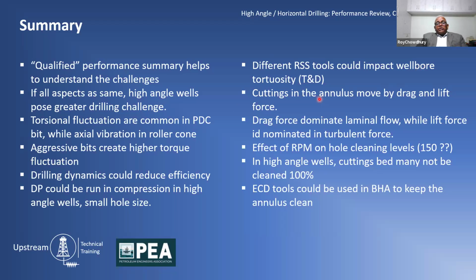Cuttings in the annulus move by the drag and the lift force. Now, in laminar flow, drag forces are dominant. In turbulent flow, lift forces are dominant. The effect of RPM levels off at around 150. So there is no reason for you to spin faster than 150 for hole cleaning. If you want to drill faster, obviously there are other theories and other practices that exist, and ECD tools are available to drill. With that, I'll open the floor to questions.